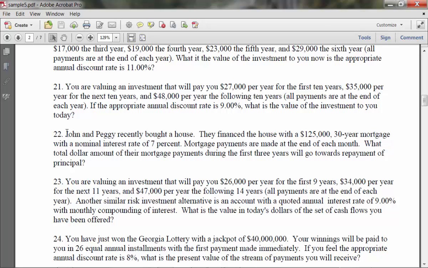of the principal? Every time they make a monthly mortgage payment, a portion of it goes towards principal and a portion of it goes towards interest. In the early years of the mortgage, a much higher proportion of their monthly payment will go towards interest than towards principal. And in the later months of the mortgage, a much higher proportion of your monthly payment will go towards principal versus interest.